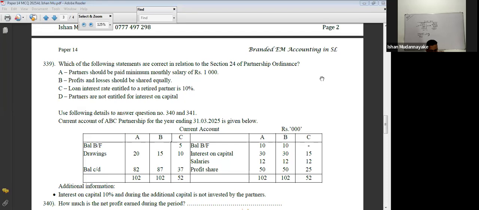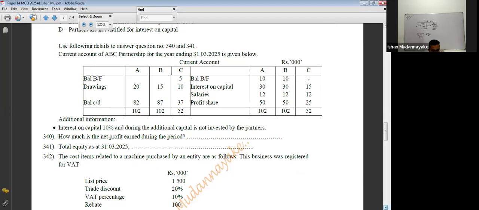Profit and losses should be shared equally, section 24. And partners are not entitled to interest on capital. Right. Look at the next question.